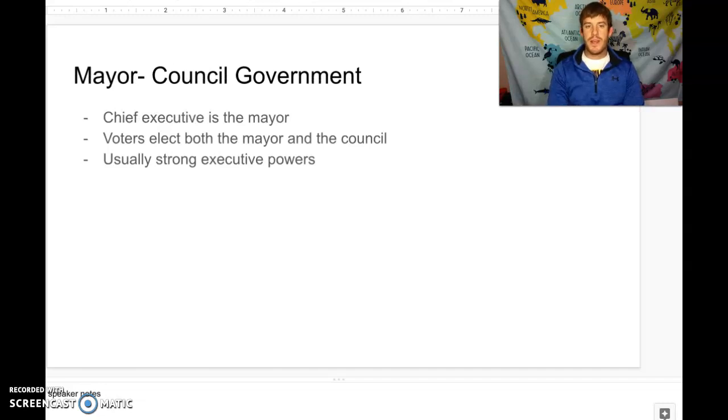The first one we're looking at is the mayor-council government. The chief executive of this type of government is the mayor. They are elected by the city's voters. They also elect a city council. And usually in this type of government, you have a strong executive power, which means the mayor has a lot of power. They're going to set the budget. They're going to make a lot of decisions. They might have veto power for laws. So that's typically what you see with a mayor-council government.